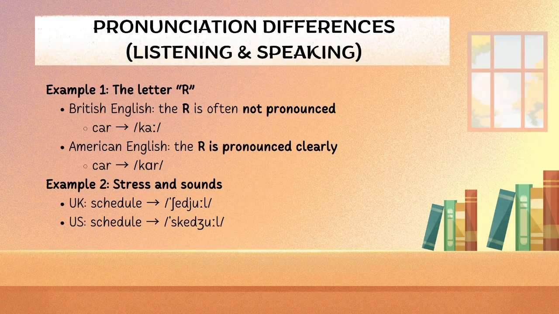Now let's see example two, stress and sound. Shadow, and schedule. In the UK, schedule, and in the USA, schedule. So that sounds very, very different. When we are in a conversation, both pronunciations are correct, they just belong to different accents.